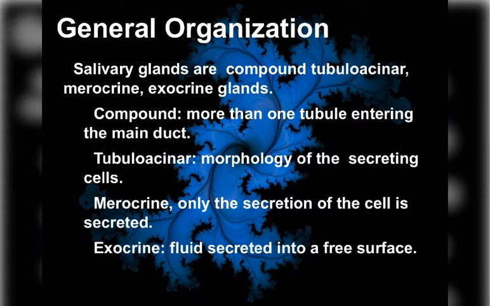Sweat glands have a simple, non-branching duct. That's why they are described as simple glands. Sweat glands are simple, not compound. But all salivary glands are compound glands.